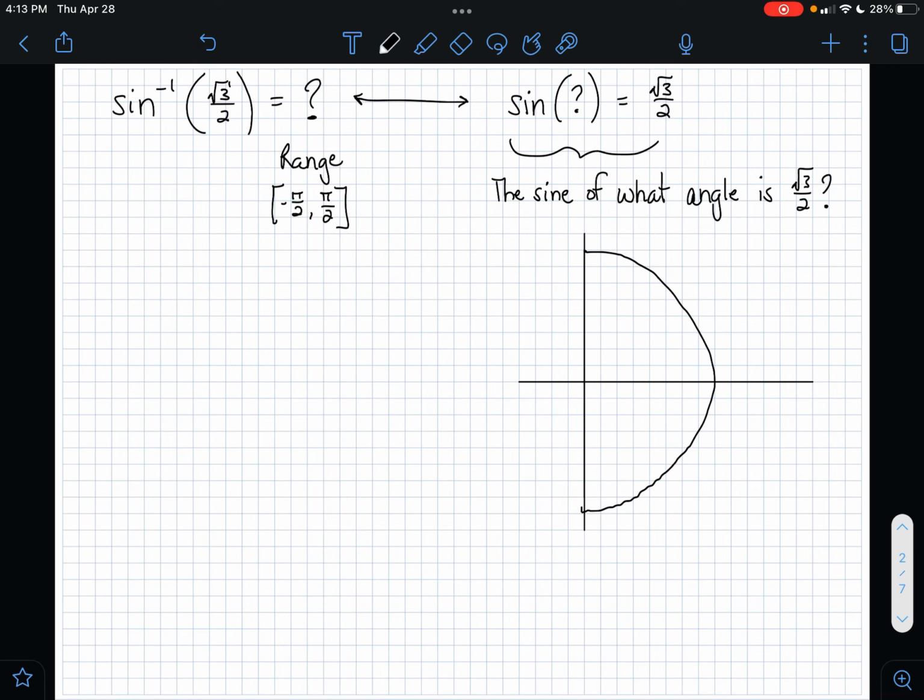to 1. So we can create this equivalent statement, sine of what angle is root 3 over 2, but in order to do that, we need to be inside the restriction. And we can use the unit circle. Our knowledge of it helps us realize that the angle here is pi over 3 to get to a point that has a y value of root 3 over 2. And in that way, we can answer this question, that the inverse sine of root 3 over 2 is equal to pi over 3.